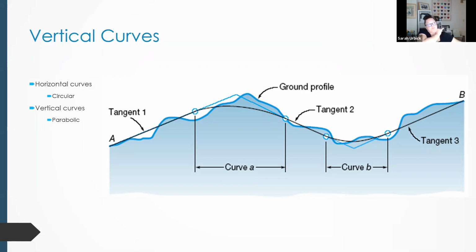What we have is the dark blue line. We've got our ground profile. Okay. And what we're doing with vertical curves is smoothing out those components, smoothing out the ups and downs to give it a nice flow, nice even flow.